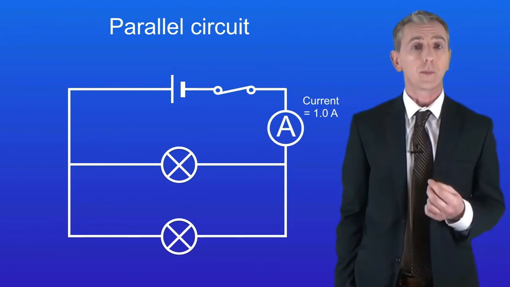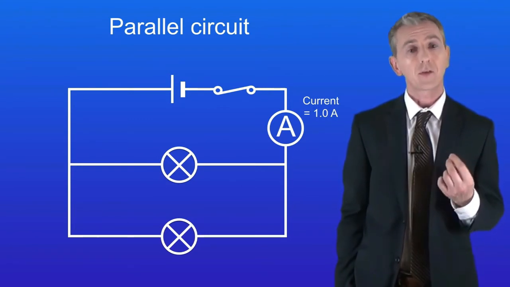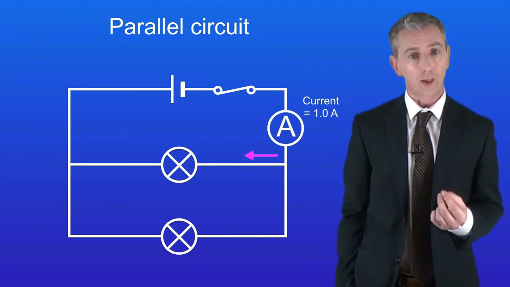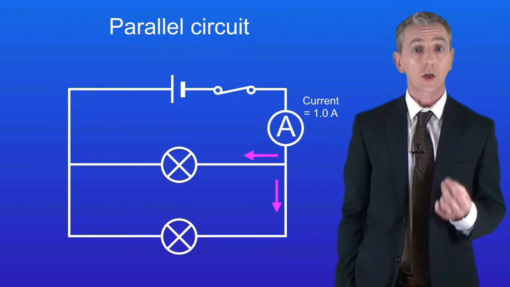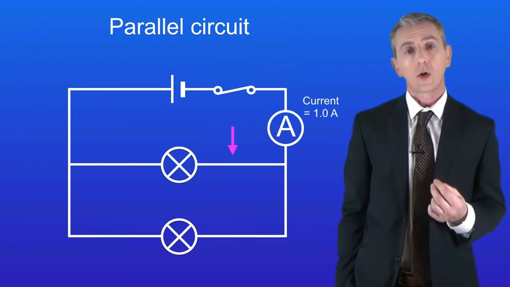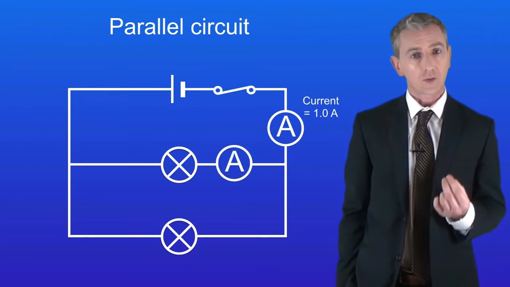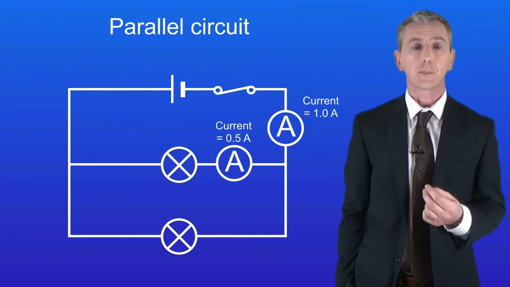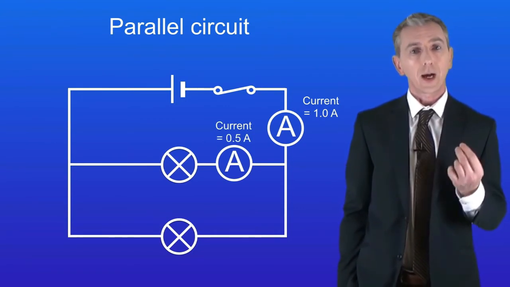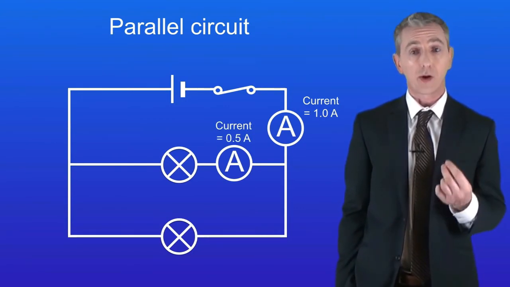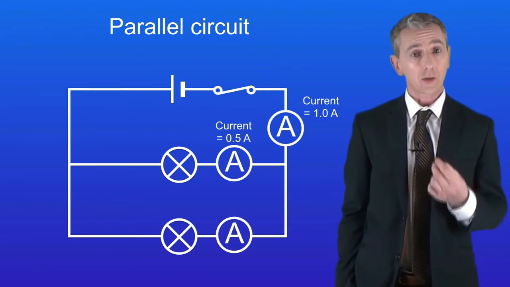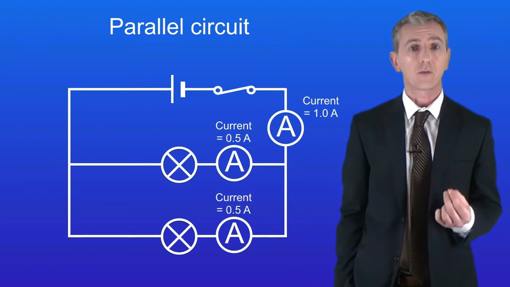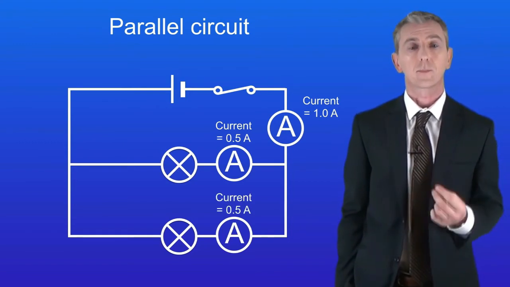Now we've got a problem since there's a branch, and that means that the electrons can either go this way or they can go this way. I'm going to take a look at the current here. There's my ammeter, and let's just say that the current is 0.5 amperes. I'd like to know what the current is in the other branch here. There's my ammeter, and when I check the current, I find that it's 0.5 amperes, and there it is.